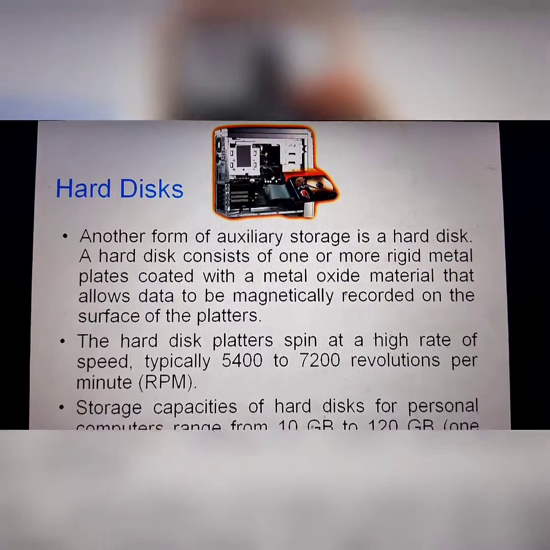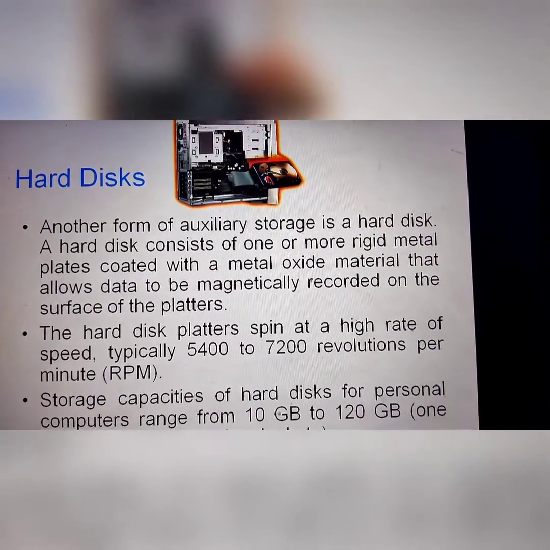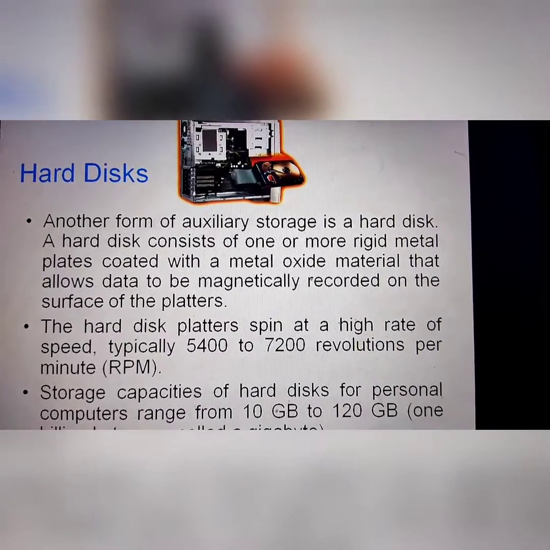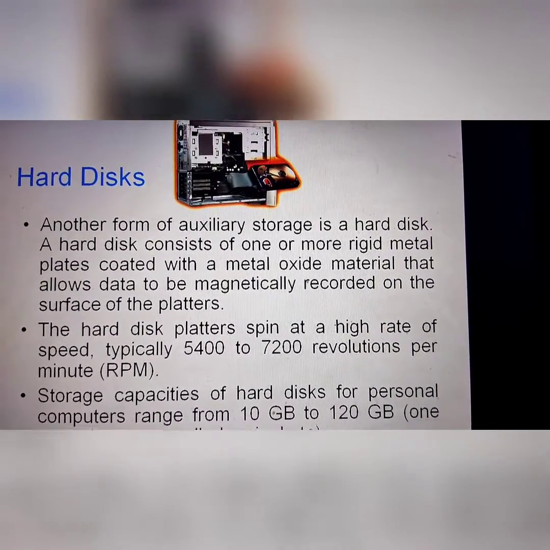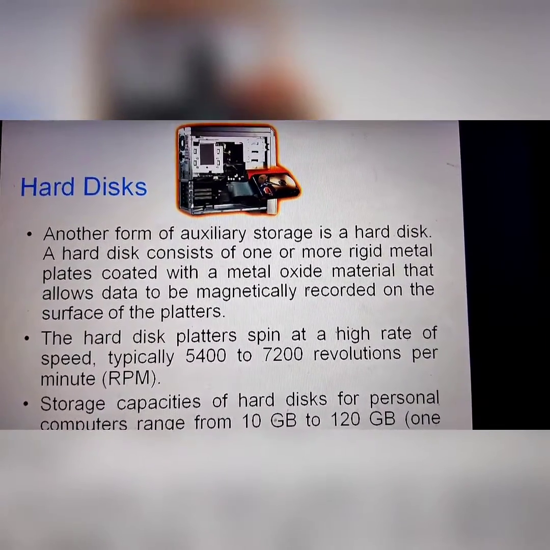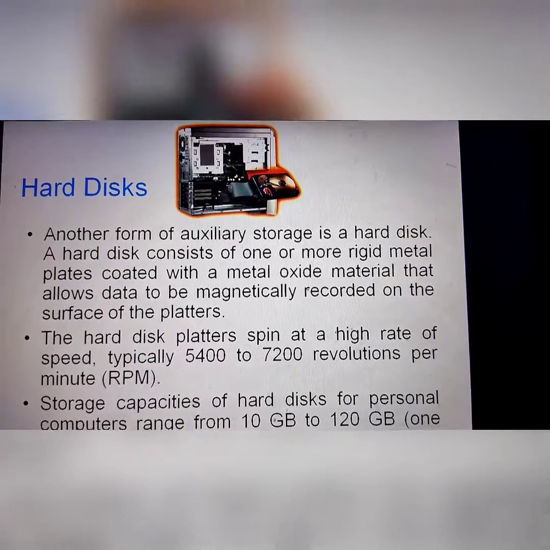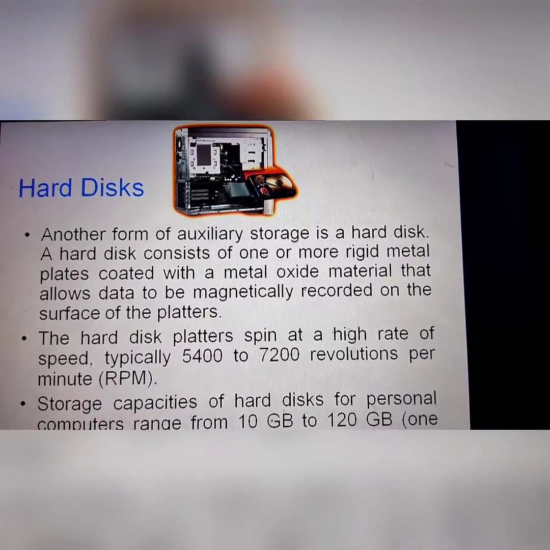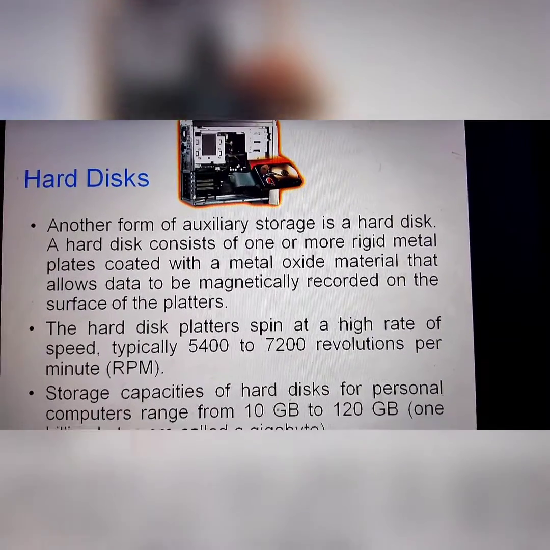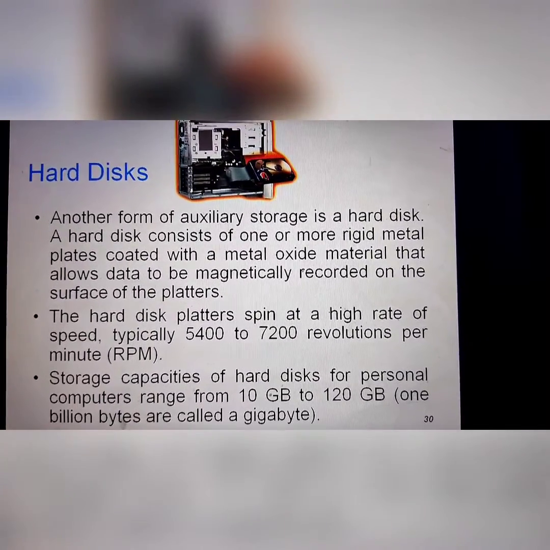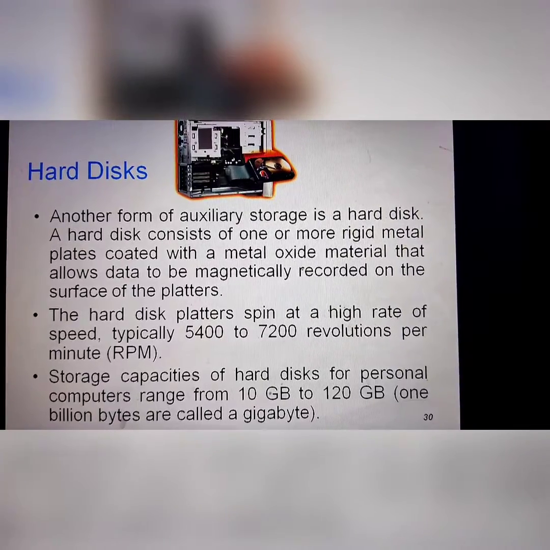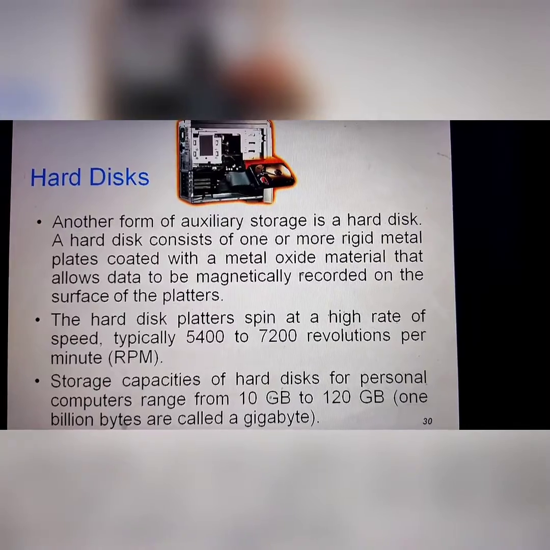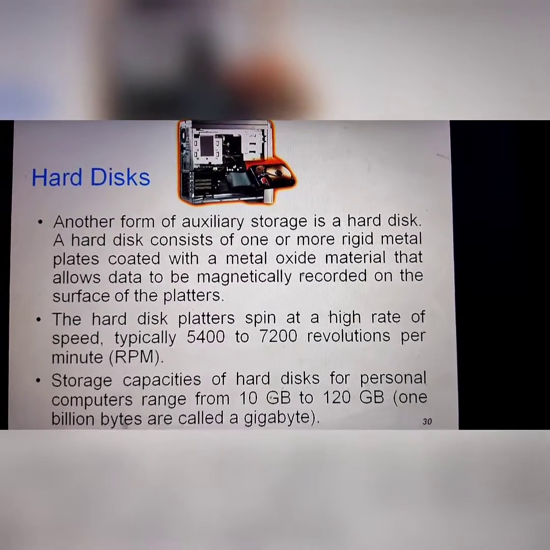And we discuss this topic, students, hard disk. Another form of auxiliary storage is a hard disk. A hard disk consists of one or more rigid metal plates coated with a metal oxide material that allows data to be magnetically recorded on the surface of the platter. The storage capacity of a hard disk for a personal computer ranges from 10 GB to 120 GB. 1 billion bytes are called a gigabyte.